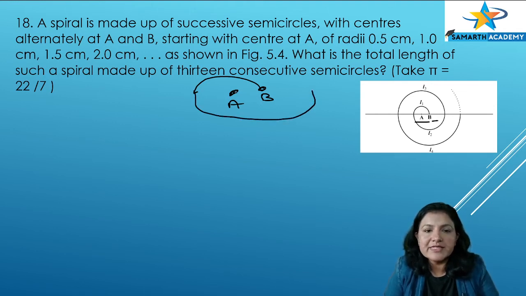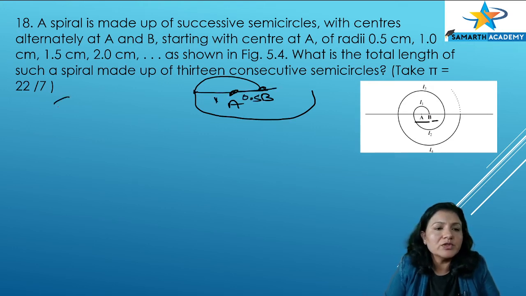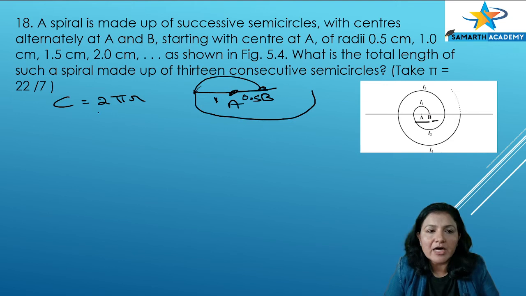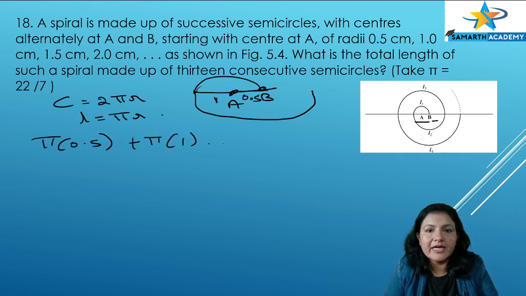So first he is saying the radius is 0.5. For the second one, the radius is 1 and so on. We know the circumference of the circle is 2 pi r. But here there are semicircles. So the length of the arcs will be pi r. Okay. So what will be the first length of the arc? Pi into 0.5. Second length of the arc is pi into 1 and so on.